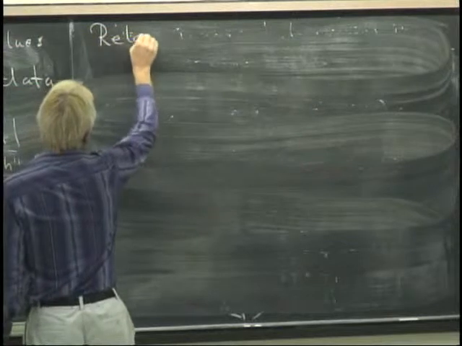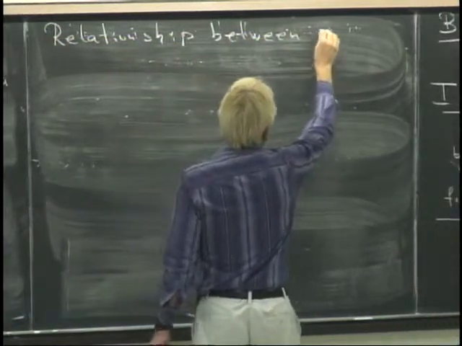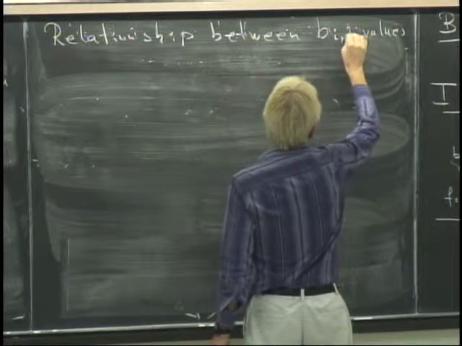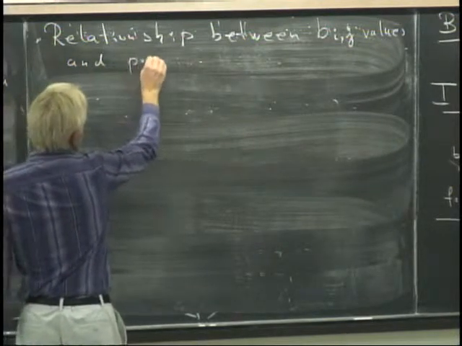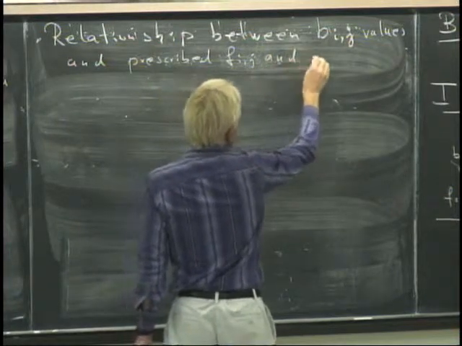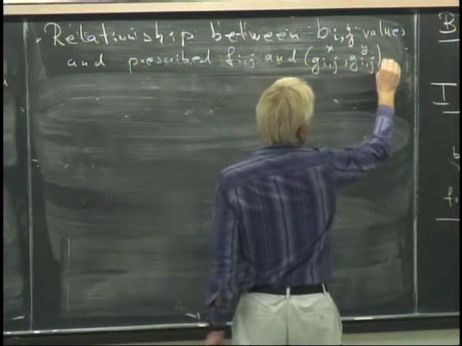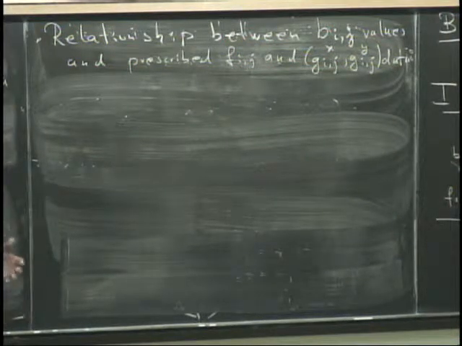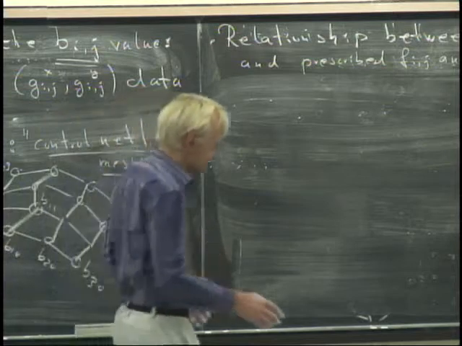The relationship between bij values and the prescribed fij and gradient data gij x, comma gij y data. And now just follow your intuition, okay? You have to oftentimes just trust your intuition and trust your gut feeling, okay? And then afterwards you can show that it's correct. Let's do this together, okay? Let's do this together and trust our intuition.